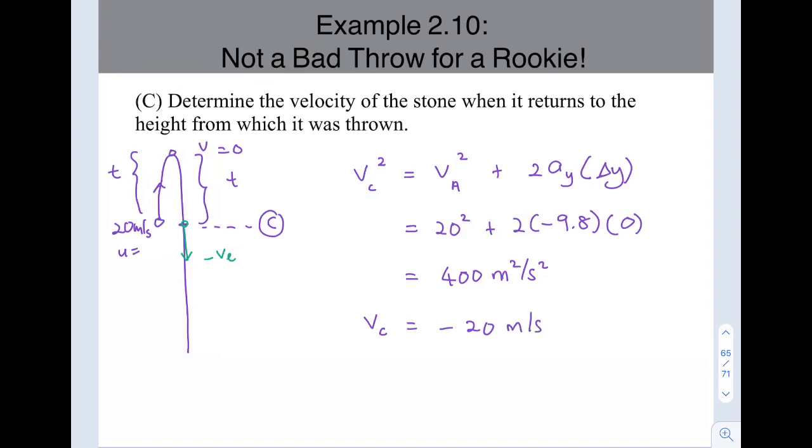It means that at the same position level, the initial velocity and the velocity here are the same, which is 20. It's just that this one is positive because it's moving upward, and this one is negative because it's moving downward.